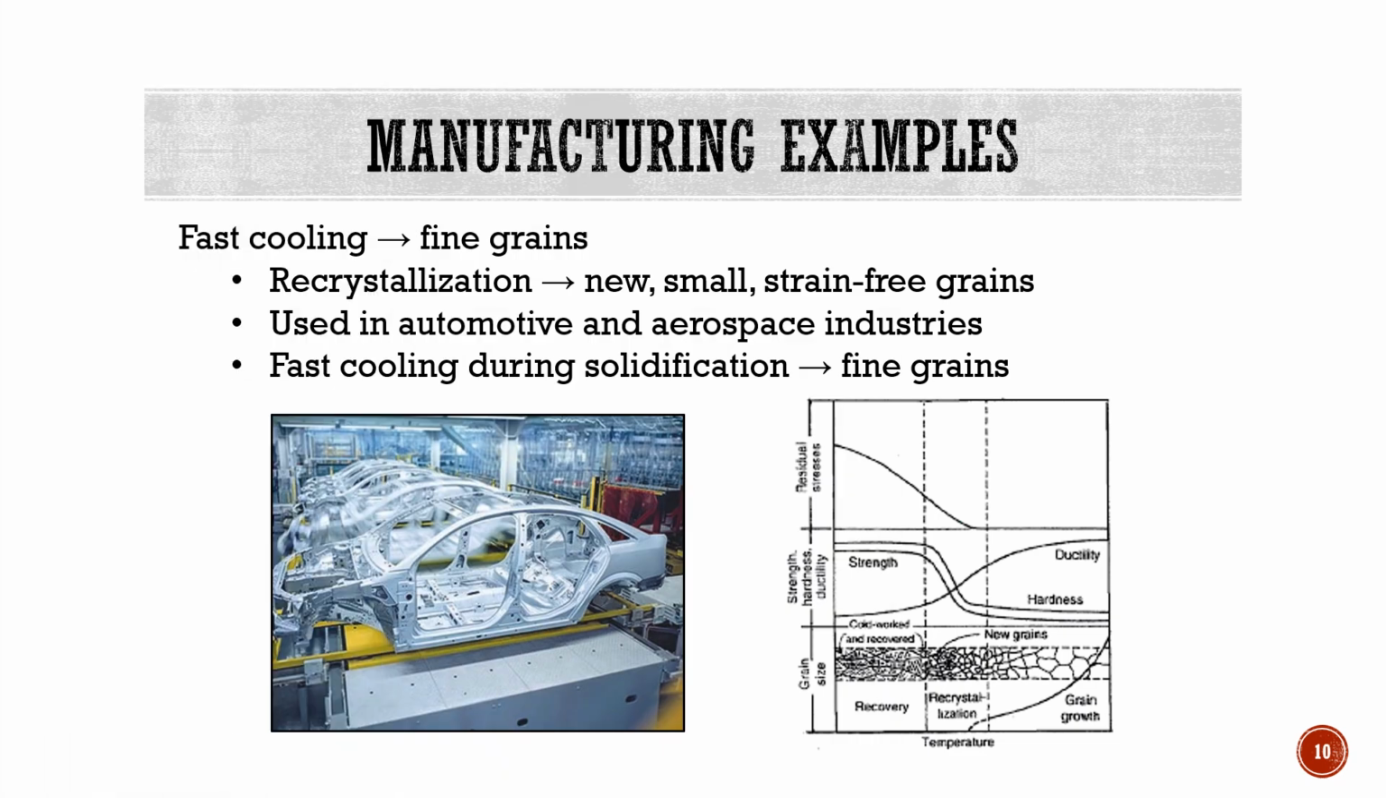In manufacturing, fast cooling produces fine-grained microstructures that increase strength and toughness. Recrystallization eliminates work-hardened, highly dislocated regions and replaces them with new grains that restore ductility while maintaining strength. These principles are widely used in automotive and aerospace industries, where materials must be both strong and damage tolerant. Controlling grain size allows engineers to balance strength, ductility, and toughness for demanding applications.